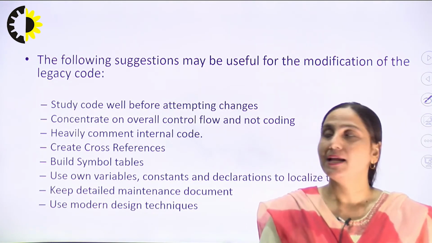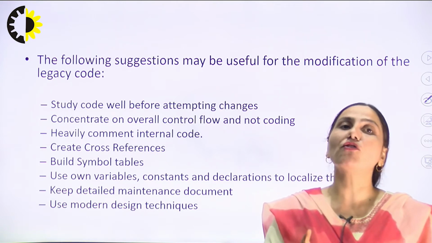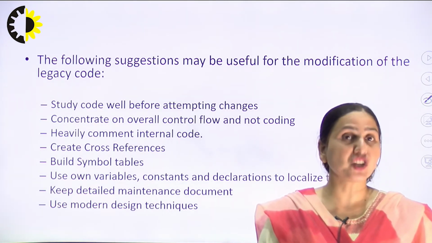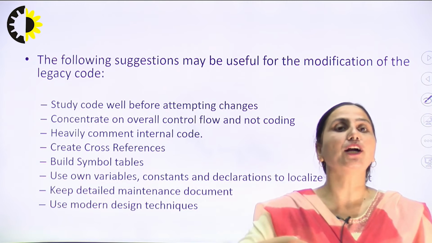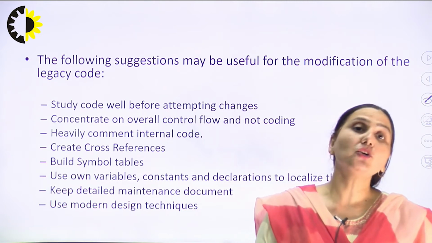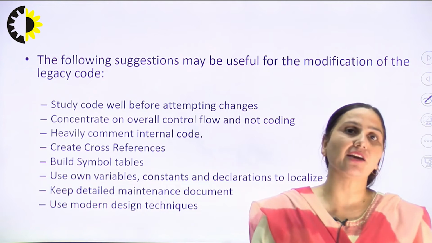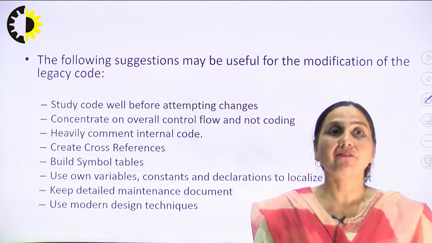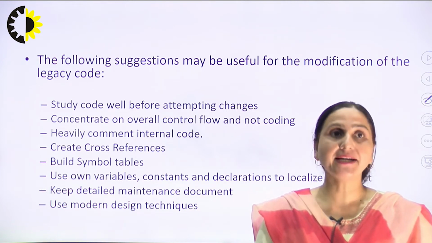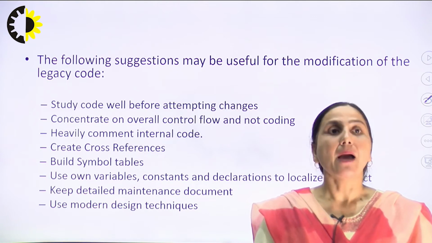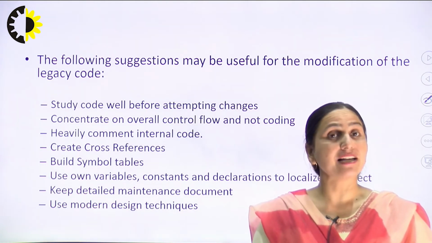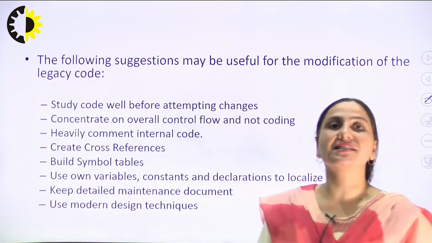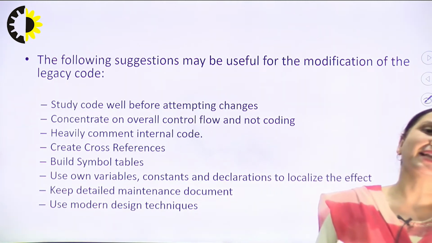That is an important point. Then the second is that you need to concentrate on the overall control flow and not just the coding. So, it is not like the coding that you are incorporating any particular type of change. Just see what is the overall control flow of the complete system. You need to go through each and every particular step, the complete workflow of the system needs to be properly checked. Then again, heavily comment internal code, create cross references if required, build symbol tables. Of course, if you require symbol tables, just don't hesitate to build them. Use own variables, the constants, the declarations to localize the particular type of effects.